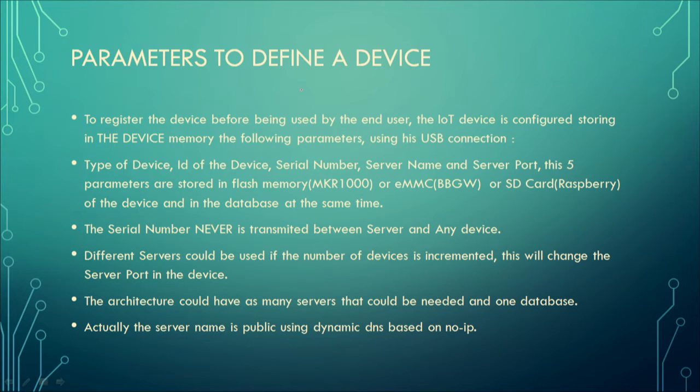The parameters to define a device, at the end of the day, are: we need to know what kind of device, the ID of the device, the serial number, the server name, and the server port. With these five that are stored in each of the IoT devices, the first thing they are going to do is use the server name and port to connect to that server, and the server, using the type of device, ID, and serial number, will know if it is a good IoT device to be connected.